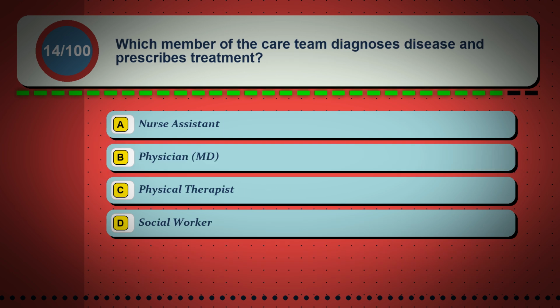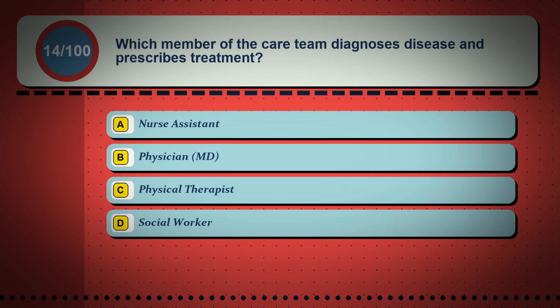Question 14. Which member of the care team diagnoses disease and prescribes treatment? Option A. A nurse assistant. Option B. Physician, MD. Option C. A physical therapist. Option D. Social worker.